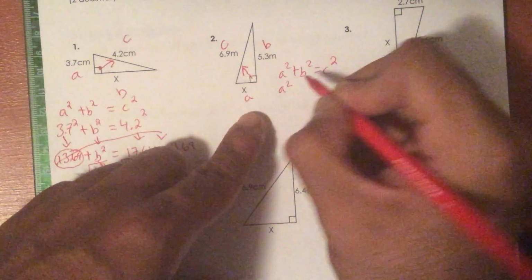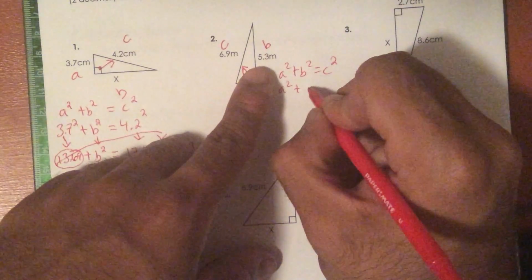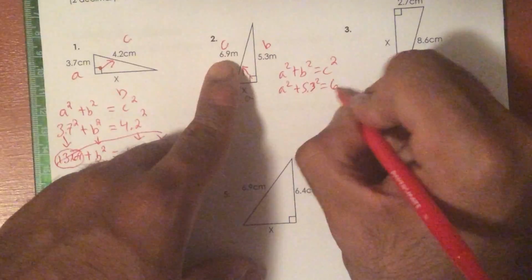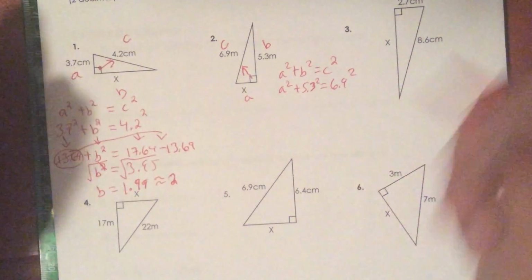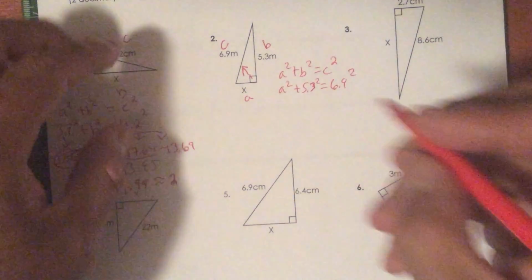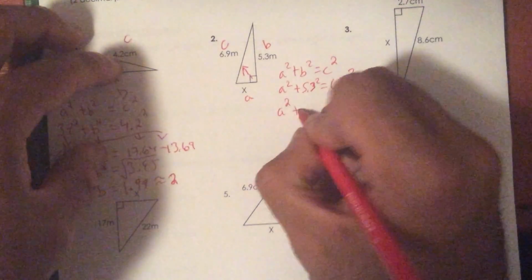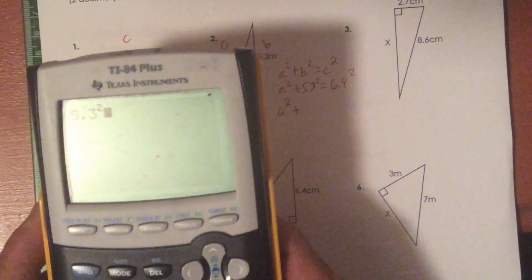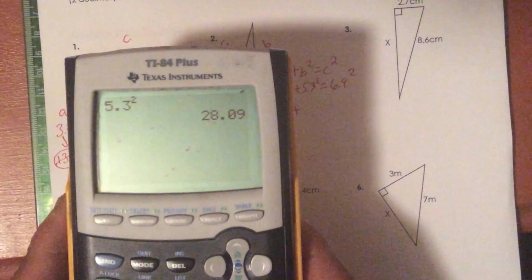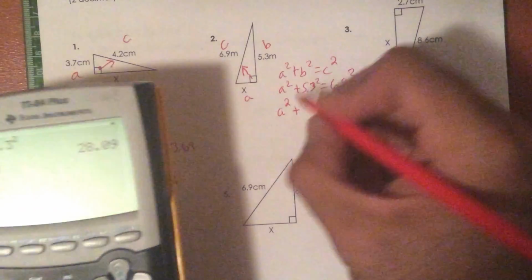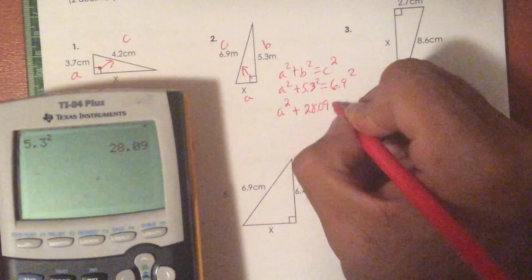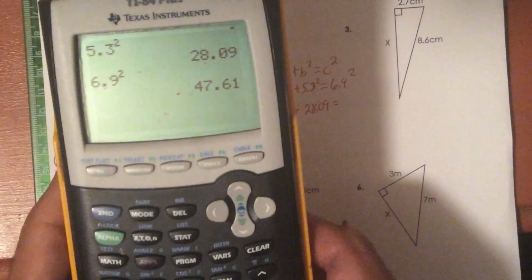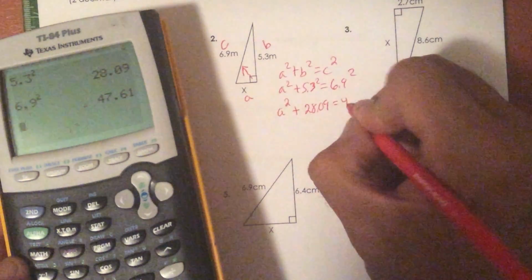A is just itself. B is going to be 5.3 squared equals C squared, which is 6.9 squared. Now I want to take care of the squares. Obviously, A squared stays the same. Now I want to do 5.3 squared, which gives you 28.09. And then I'm going to do 6.9 squared, and that gives you 47.61.